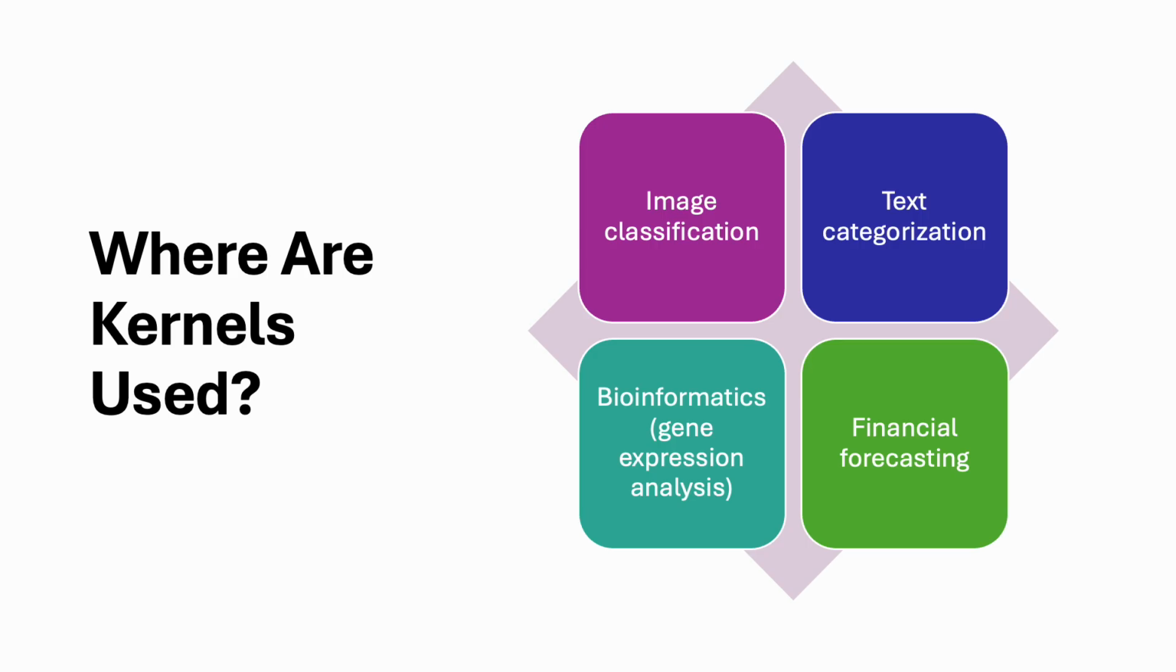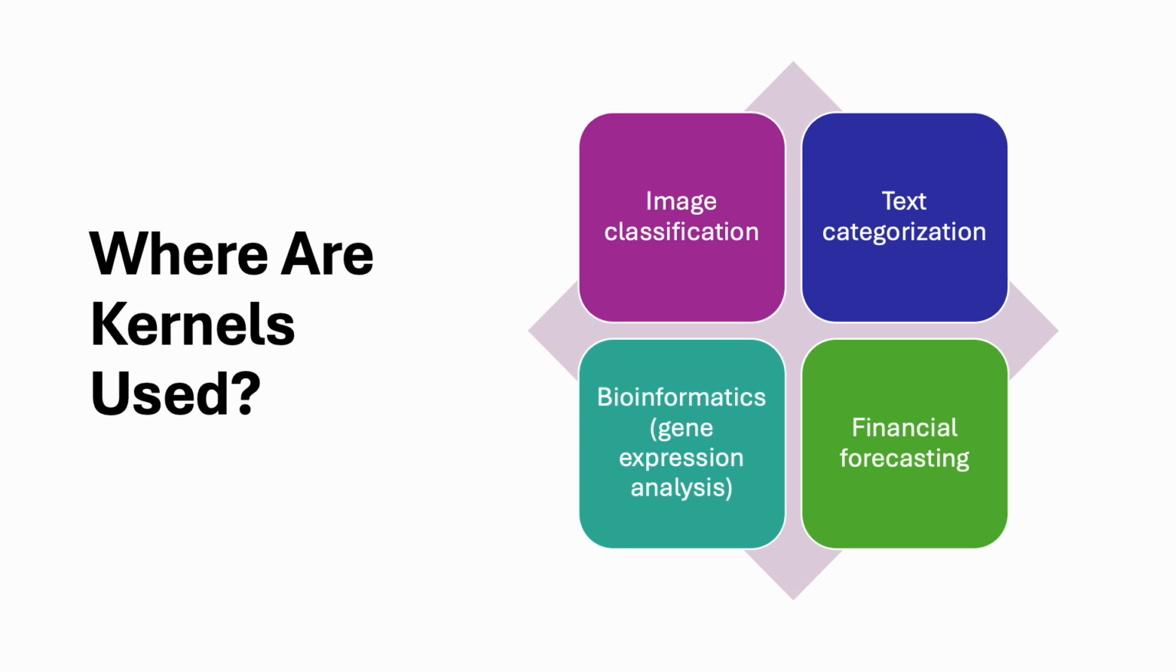For example, in image and speech recognition, kernels help computers distinguish between different patterns, such as identifying faces in photos or recognizing spoken words. They are also crucial in bioinformatics, where they analyze genetic data to identify disease markers or classify different types of cells. In finance, kernels assist in predicting stock market trends or detecting fraud by uncovering hidden patterns in transaction data. Essentially, kernels transform raw data into a form that makes it easier for algorithms to detect relationships and make accurate predictions.